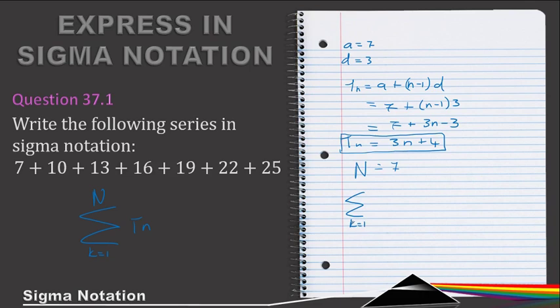Now to find my sigma notation, I just say, okay, k is 1, and then I have to actually write it in terms of k. That I did not do in the previous one. So here we're not going to say 3n, we're going to say 3k plus 4, and then that is up until 7 terms.